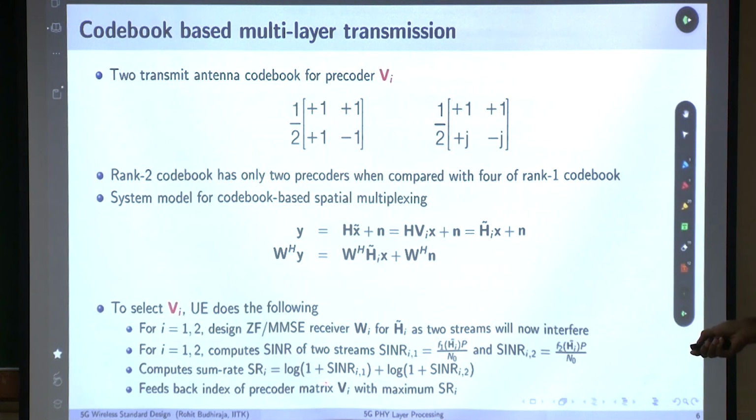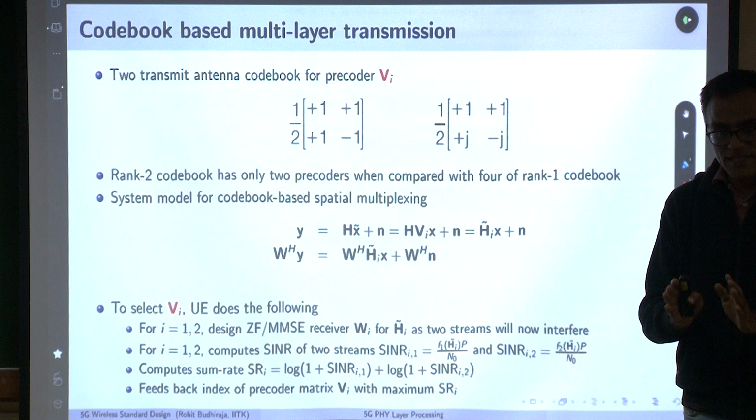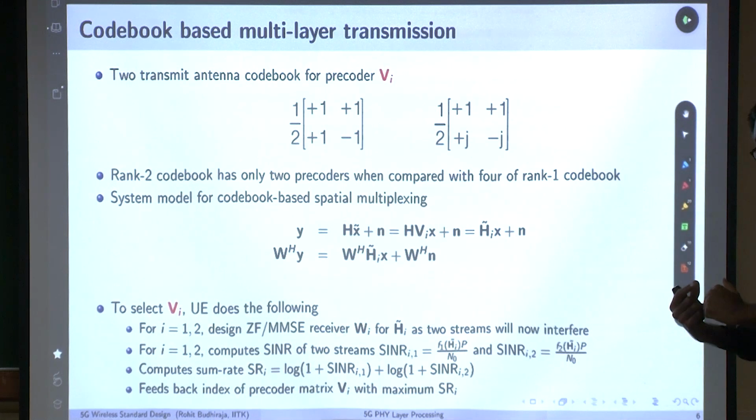V1 maximizes the sum rate. You tell the base station, please use this precoder for me. It is maximizing my sum rate, right? Similarly here, whatever precoder entry maximizes the sum rate, that is fed back by the user to the base station, right? So you should remember these two steps.